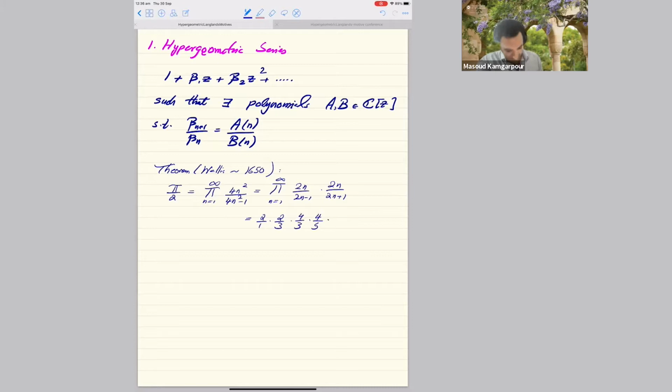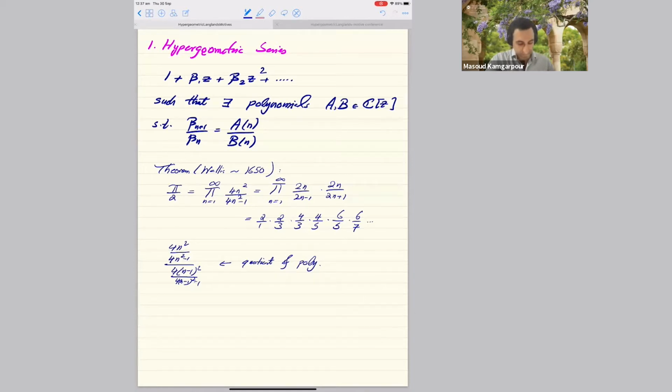And it's an entertaining exercise. Try to prove this. It's not trivial, even after a few hundred years. So the successive quotients here, of course, look like this, which is a quotient of polynomials for appropriate A and B. So this is an example of hypergeometric quotients coming into play.